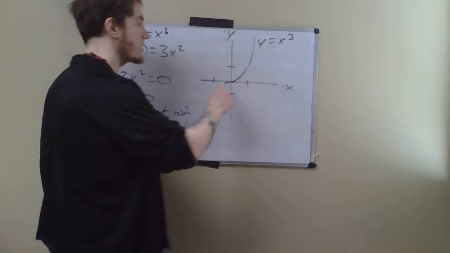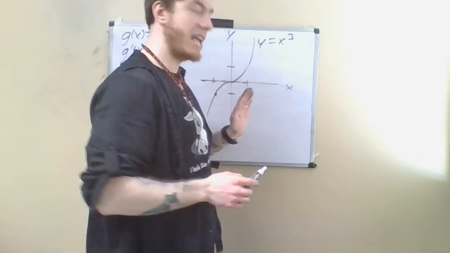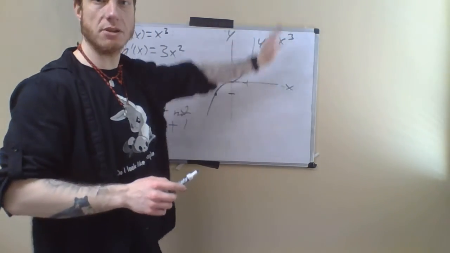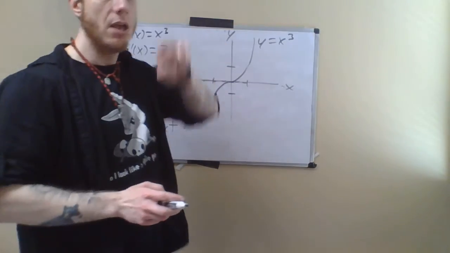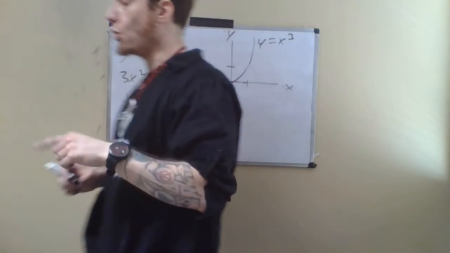What's really going on here is, yes, we have a horizontal tangent at this point, but we bend over, touch the horizontal tangent, and then immediately start going back up again. So you cannot just say, here's a critical point, I must have a local extremum.